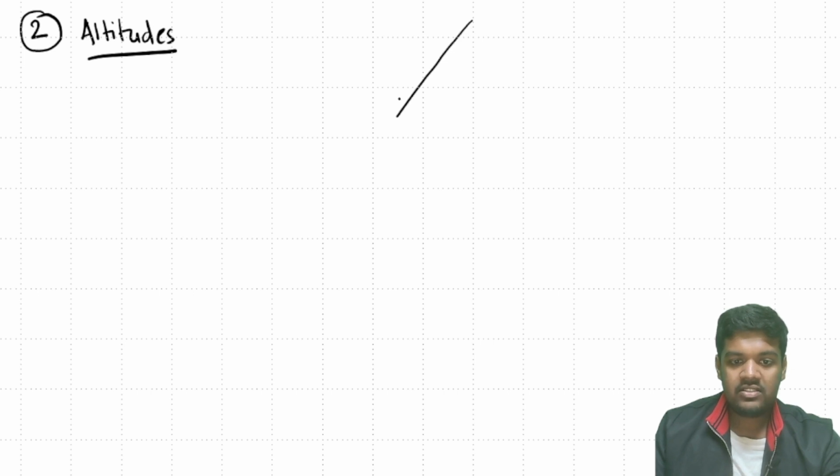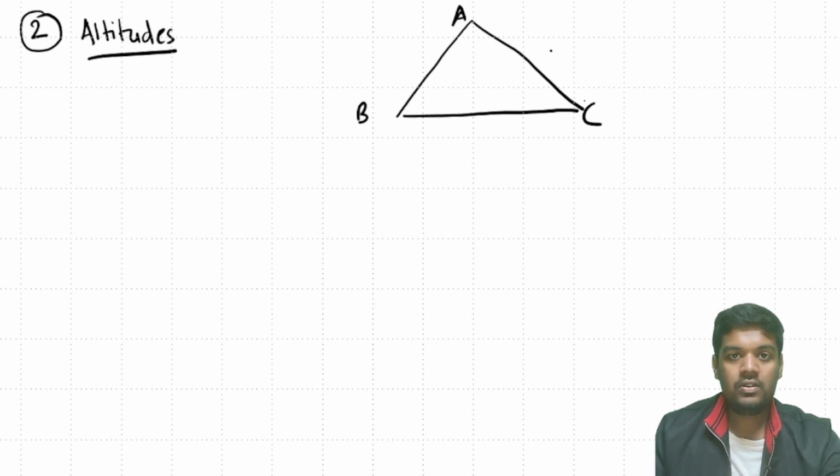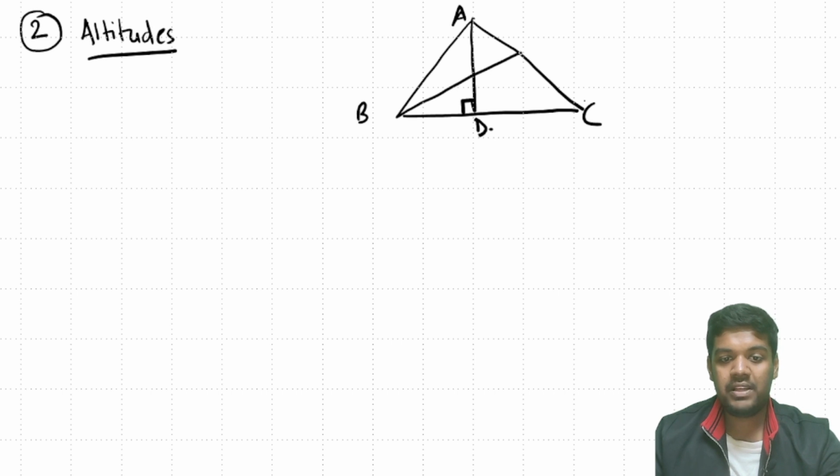So let's say this is a triangle ABC. So altitude is any line drawn from an opposite vertex on a side such that it is at 90 degrees. Now if I say this AD is perpendicular to side BC, then AD is an altitude of the triangle ABC with respect to side BC. Similarly, let's say BE is an altitude and CF is an altitude, right?